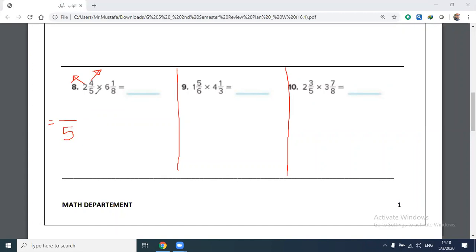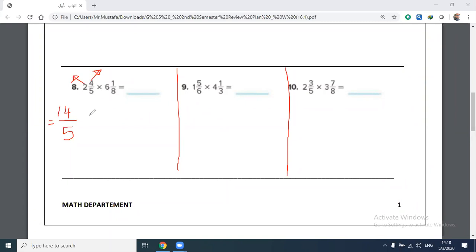First step. Second step: multiply the denominator by the whole, which is 2. 5 times 2 equals 10. Third step: add 10 to the numerator. 10 plus 4 equals 14. This will be 14 out of 5. So 2 and 4 over 5 is equivalent to 14 over 5.